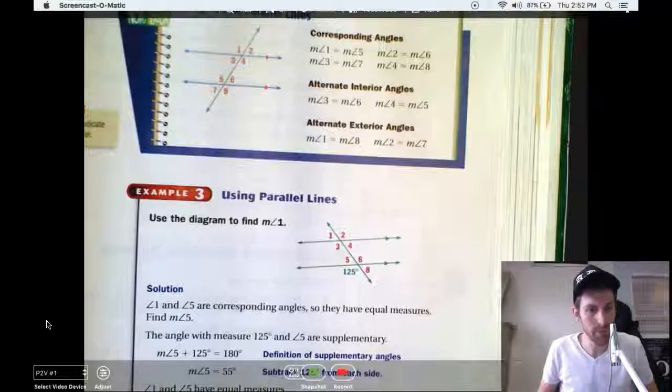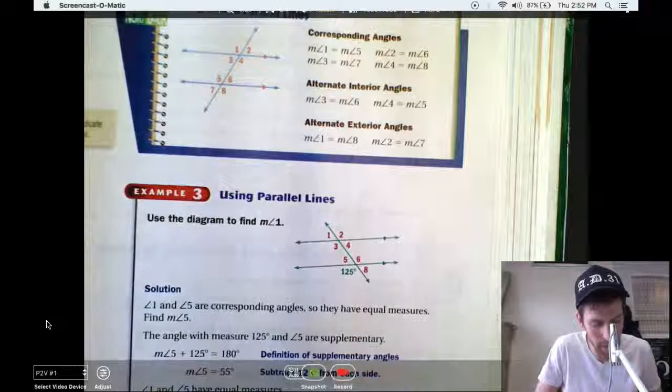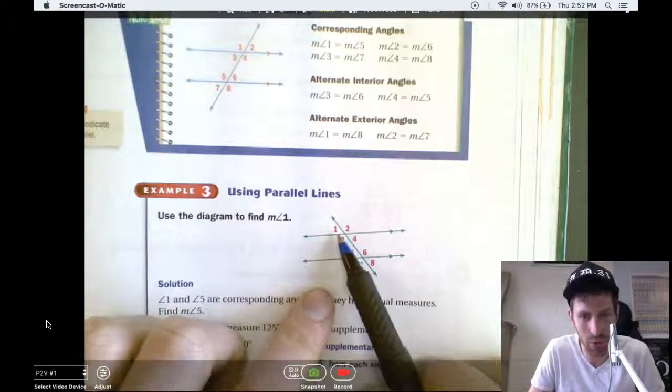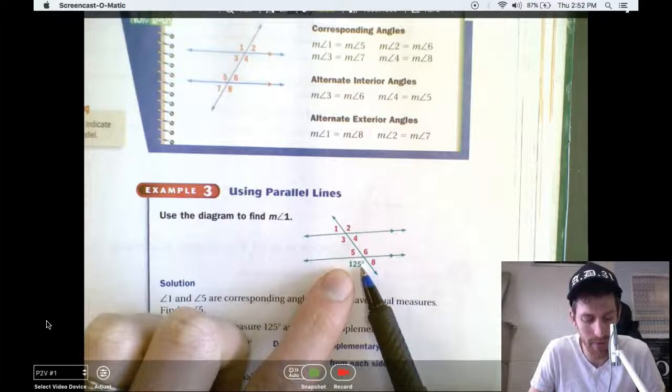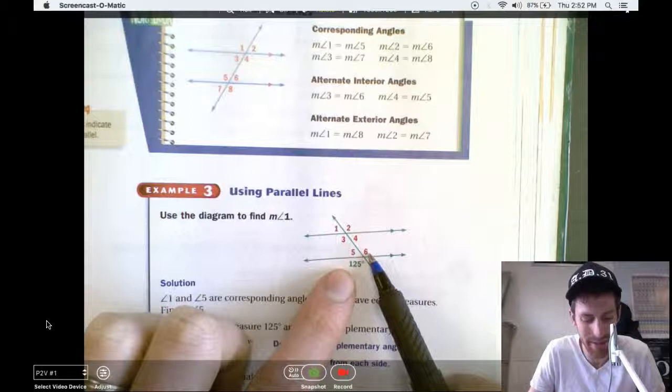Oh, we're at 15 minutes, so let me just do a couple practice problems and get you on your way. Use a diagram to find the measure of angle 1. Angle 1's way out here, and the only thing we know is 125. So we have to start thinking, what else can we find out? Well, angle 6 is a vertical angle, so it's the same as 125. So angle 6 is 125.